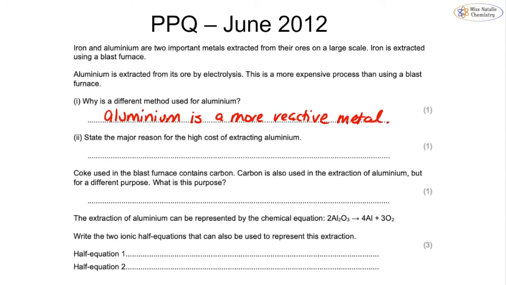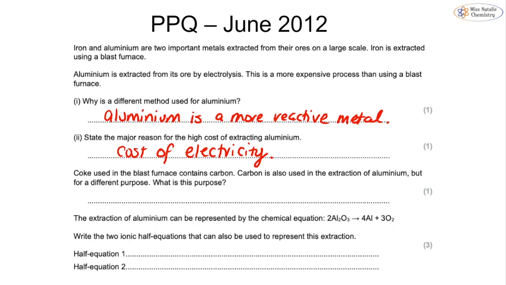Okay, or you can say it is higher on the reactivity series than carbon, or it is above iron on the reactivity series, any sort of thing implying that it would be more difficult based on its position in the reactivity series. Part 2, stating the major reason for the high cost of extracting aluminium, and it is due to the cost of electricity. So the electricity is going to cost quite a lot of money in order to extract the aluminium.